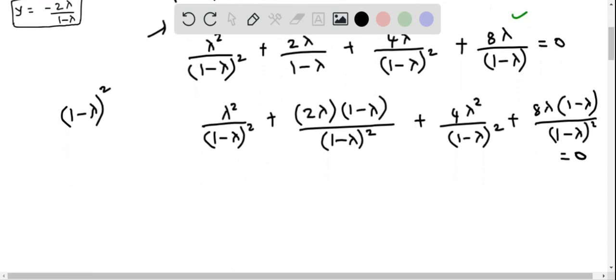So we have set up the common denominator as (1 minus lambda) squared. So we can simplify the numerator, or in fact we can add the fractions. So the numerator expression will become lambda squared.